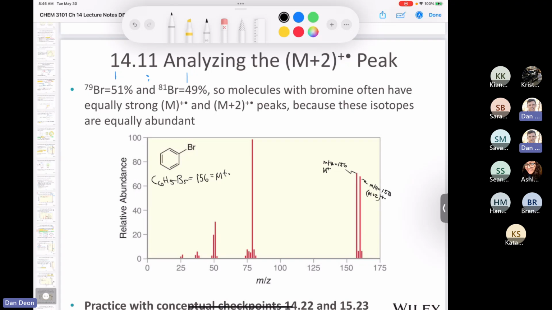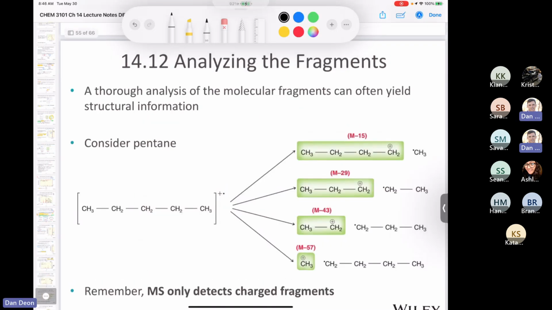All right. Well, let's move on and talk about fragments a little bit more. Now we're moving into section 14.12.